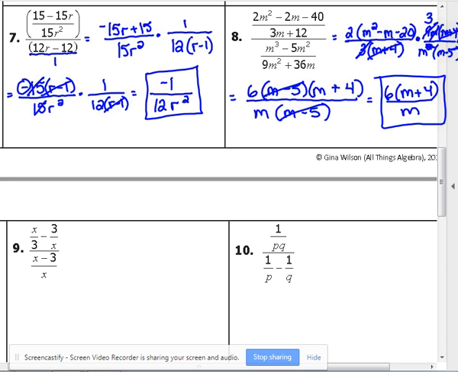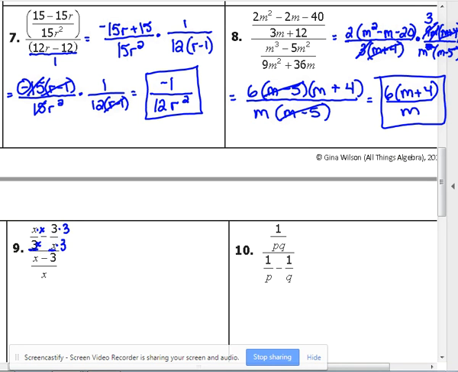Okay, flip your paper over. Let's look at 9 and 10. Okay, so all of a sudden, in number 9, that numerator has 2 fractions in it. So what we're going to do is get a common denominator in the numerator. Okay, so in the numerator, we have a denominator of 3 and we have a denominator of x. So if we need a common denominator, that means the first one needs the x and the second one needs the 3.